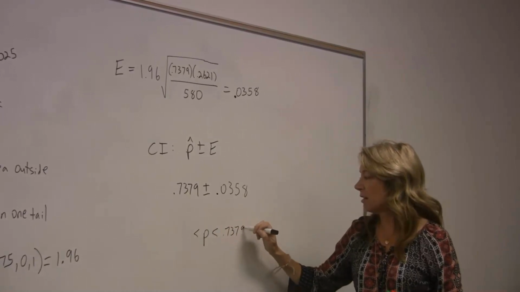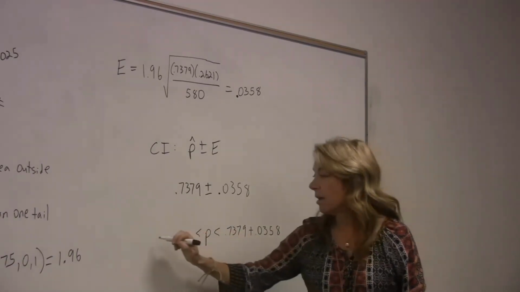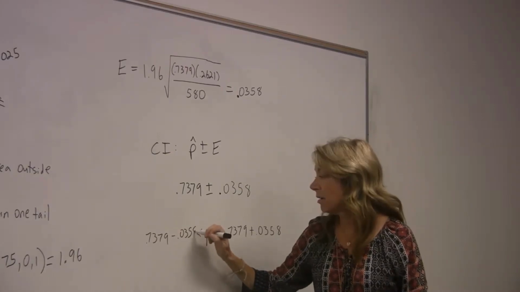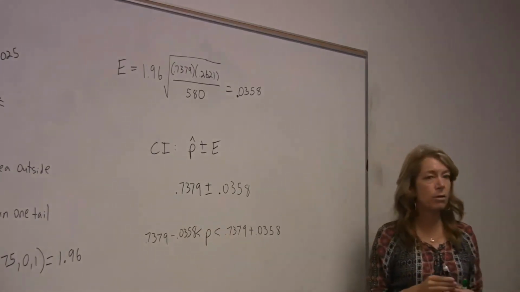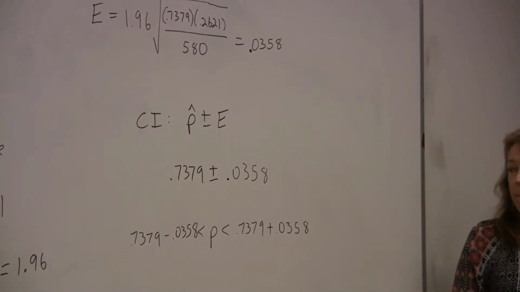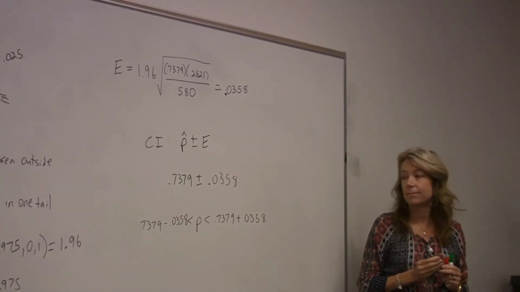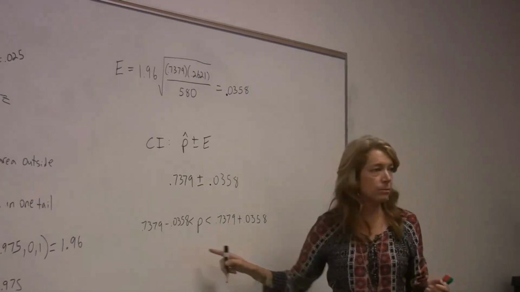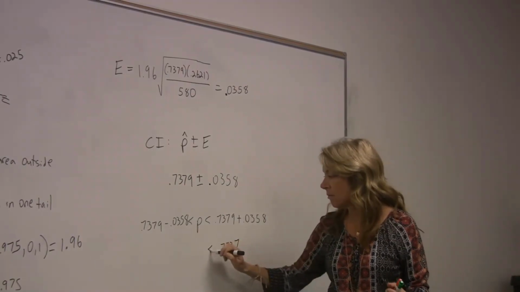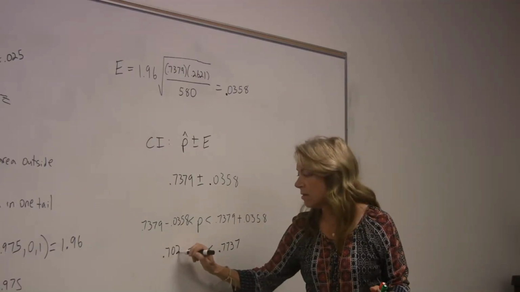This is going to make your calculator be your best friend in about 5 minutes. Everyone okay? We're adding and subtracting that E to the p hat? What do we get? 0.7737 on the top. And 0.7021 on the bottom. We agree with Brian?